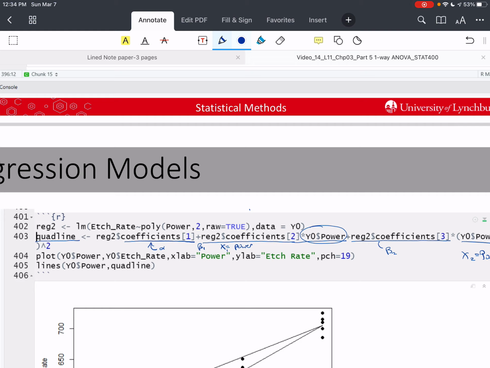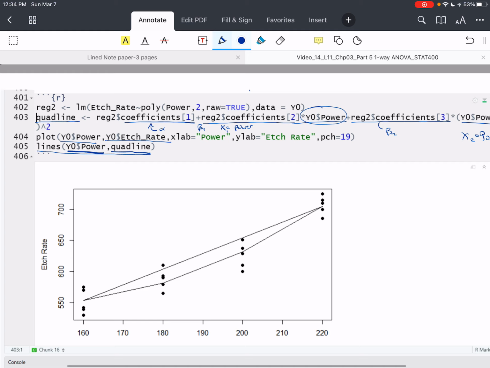So I'm going to plot the power in the x, the h rate in the y, and then I put in lines, and I want power as the x and quad line as the y. Now, for some reason, this also prints out my initial regression line, or I could say the linear regression line. And this would be the quadratic regression line.